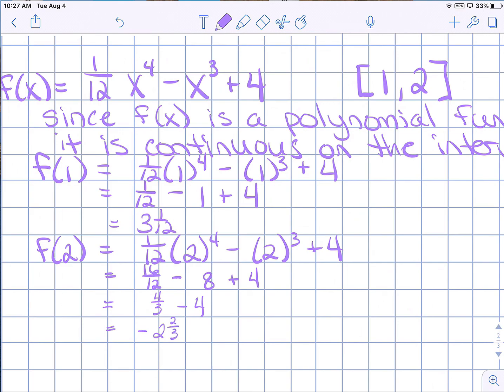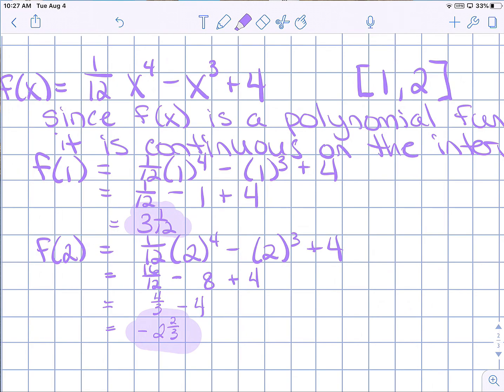So why can we say then that this graph is going to cross the x-axis between 1 and 2? Why can we guarantee that? I hope you're thinking about it. I hope you're not waiting. Well, I know that f of 2 is negative. I know that f of 1 is positive. Somewhere on that interval then, that graph must cross the x-axis. In other words, f of something must equal 0 in there somewhere.